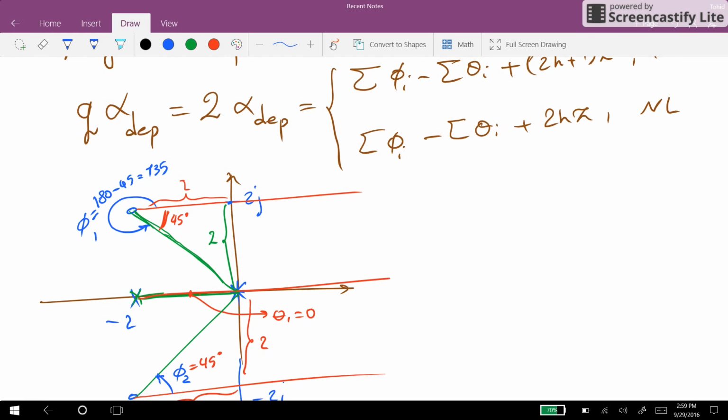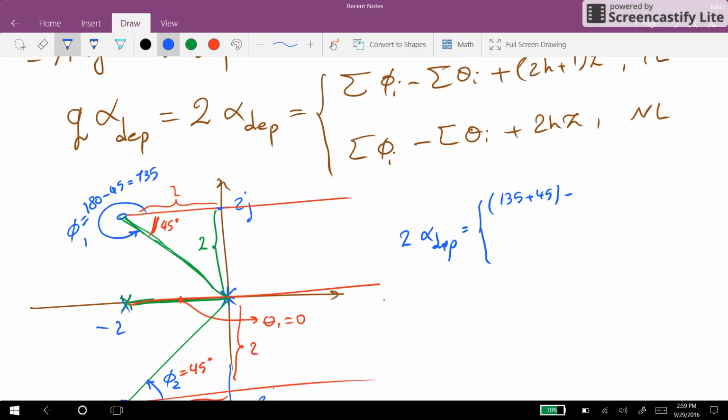So now we have everything here. We can write 2 times alpha departure is equal to the sum of phi i's, 135 plus 45, minus the sum of theta i's, 0, plus 2h plus 1 times pi for the positive locus. So 135 plus 45 is 180.